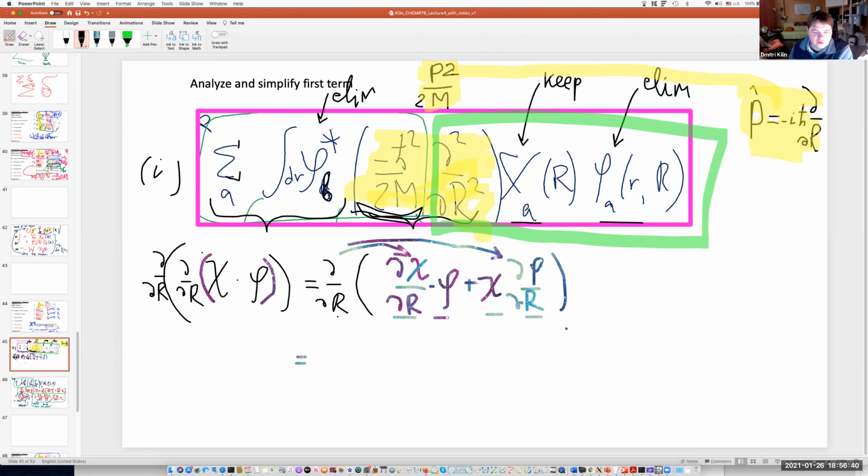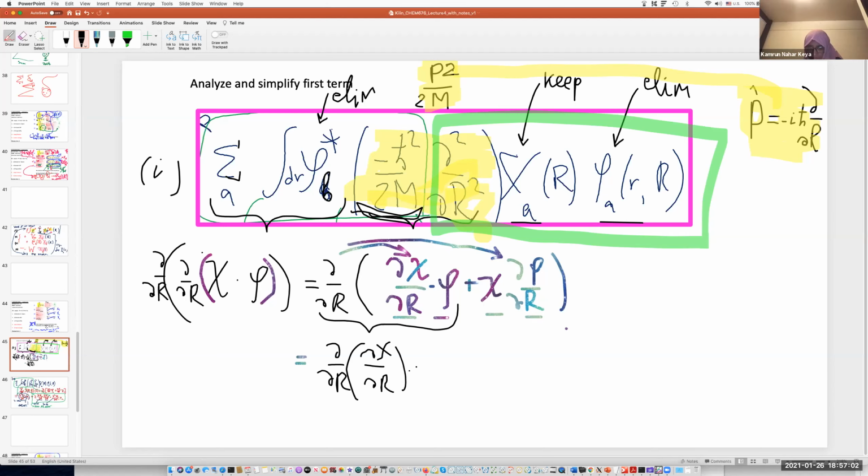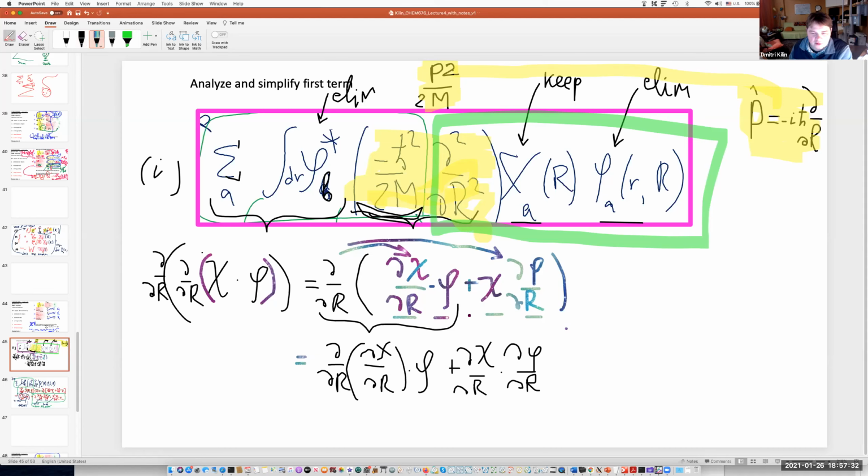So from here, I will get the derivative of the derivative of the nuclear wave function times the electronic wave function unchanged, plus the derivative of the nuclear wave function times the derivative of the electronic wave function. So I'm done with the first part. Now, from the second part.